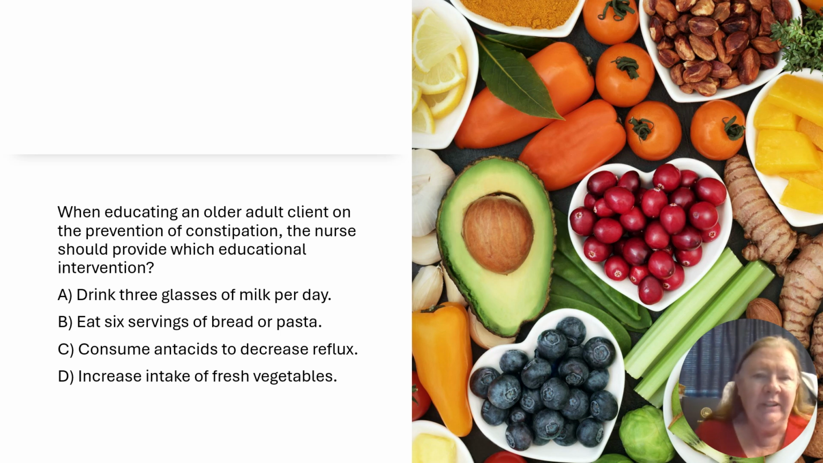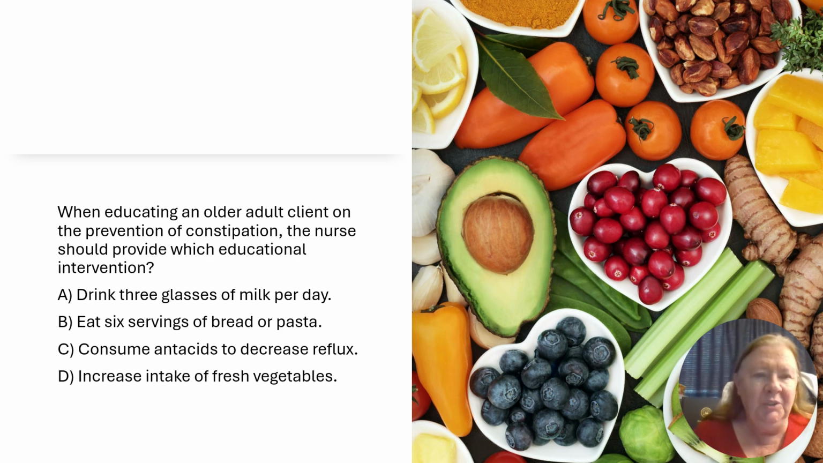Okay, so we're looking at patient education here, and we are educating the older adult client on how to prevent constipation, which is a very common problem in the older adult because of many factors.